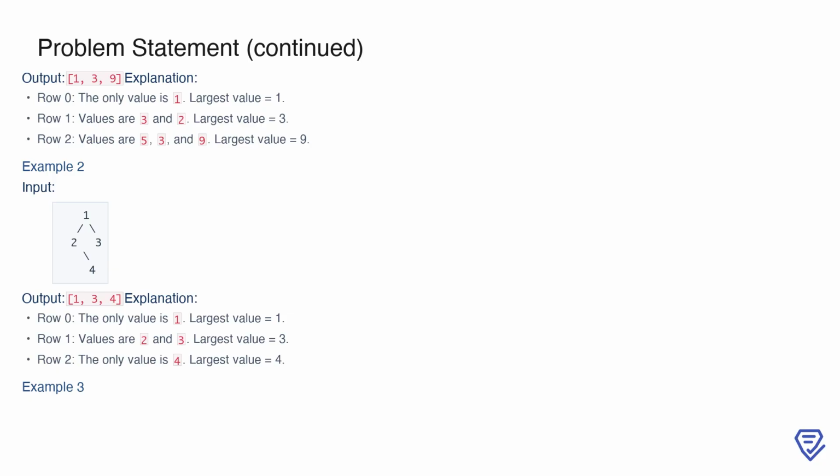Another example demonstrates a tree with a root node of value 1, children 2 and 3, and a single leaf node 4 extending from the right child of node 2. Here, the output is 1, 3, 4. Row 0 contains only the root node with value 1, making it the largest. Row 1 has values 2 and 3, with 3 being larger. Row 2 contains the single leaf node with value 4, which is the largest by default.